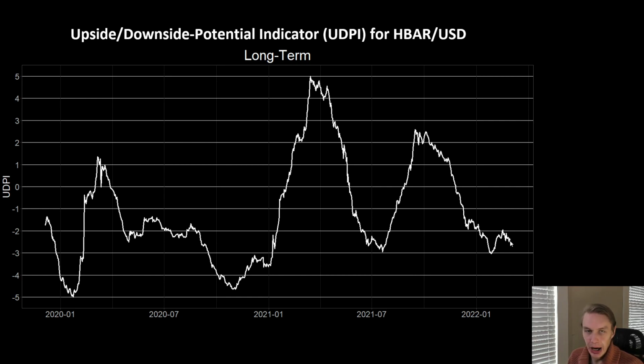Now, does that mean we have to go right back to the upside immediately? No, there is still realistic downside potential. But from the model's perspective, there's a heck of a lot more realistic upside potential for HBAR right now than downside potential. So I'm showing you the long-term version of the UDPI. This cares about moves that play out over months to years, so longer-term time preference. So what it's basically saying is that in the coming months, it expects there to be a lot more realistic upside than downside potential for HBAR.